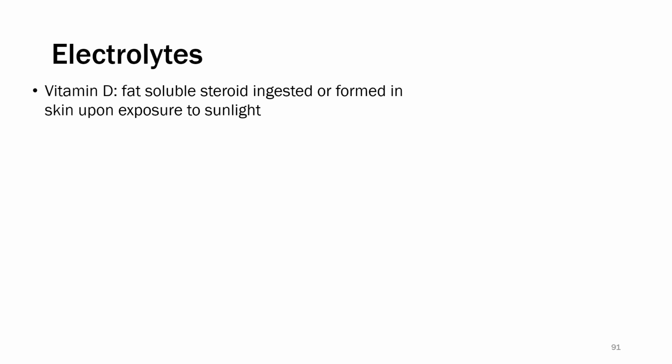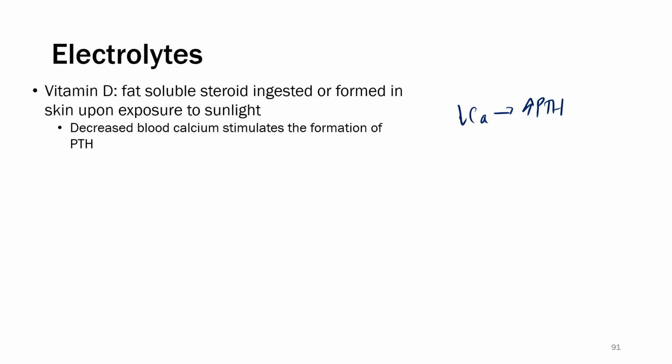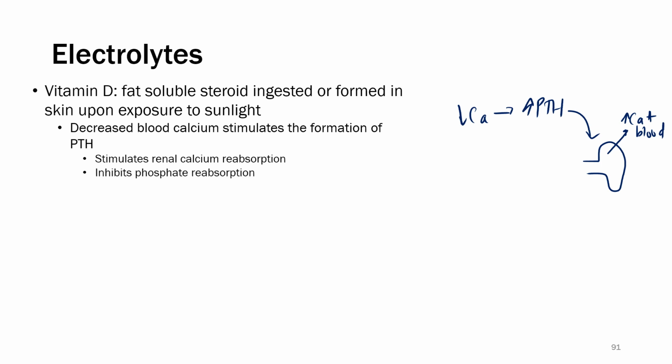Vitamin D is a fat-soluble steroid ingested or formed in skin upon exposure to sunlight. If you have a decrease in calcium, that's going to increase parathyroid hormone. That stimulates renal calcium absorption. So parathyroid hormone is going to go to the kidneys, and it's going to cause an increase in calcium reabsorption into the blood. So it's going to stimulate calcium reabsorption. It's going to inhibit phosphate reabsorption.